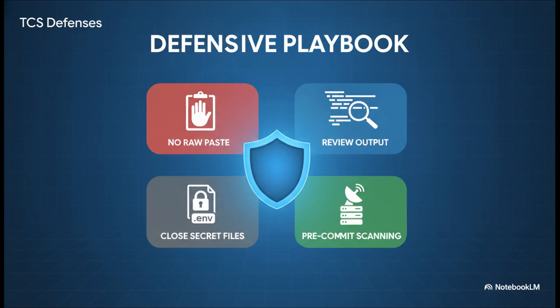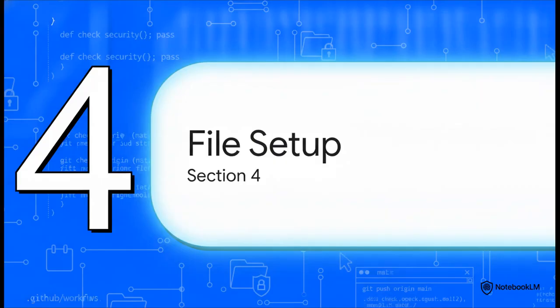Close all files containing secrets, like your .env or appsettings.json, before using the workspace context. That way you don't accidentally leak your credentials right into Copilot's chat responses. That brings us to Section 4. Let's get hands-on with the step-by-step file setup.